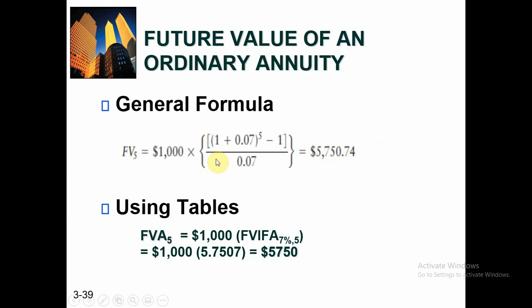So we can also find the future value with the help of a table. How can we find the value with the help of a table? Here FV, the future value, is representing an ordinary annuity. N is my time period, 5, the cash flow is equal to 1,000, and FVIFA, where i is my interest rate, is 7% and n is 5 years. So how can I find the value from the table?